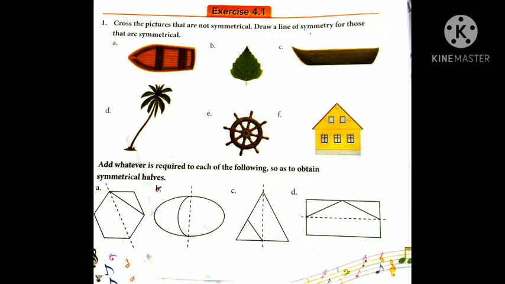Like that B, there is a curve inside. A line of symmetry is there. One side there is a curve, the other side also you can draw a curve. And C and D, using a scale and pencil you can draw a line to get a symmetrical half.